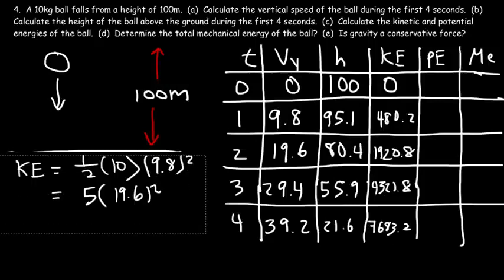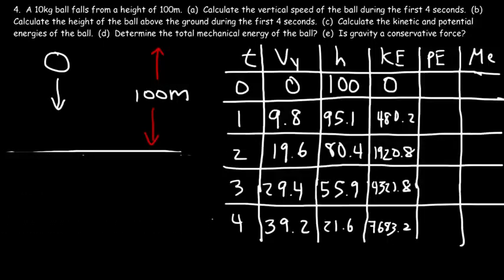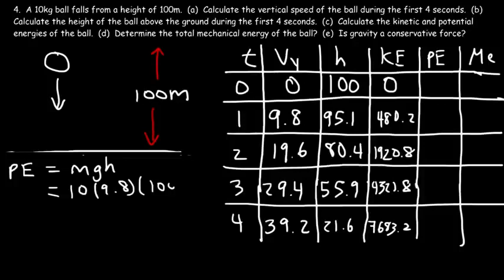Let's calculate the potential energy at the different times. So potential energy is mgh. So it's based on the height. So the mass is always going to be 10, g is 9.8, and the height is the stuff that's going to change. So initially the height is 100. So it's going to be 98 times the height. So 98 times 100 is 9,800 joules of energy.